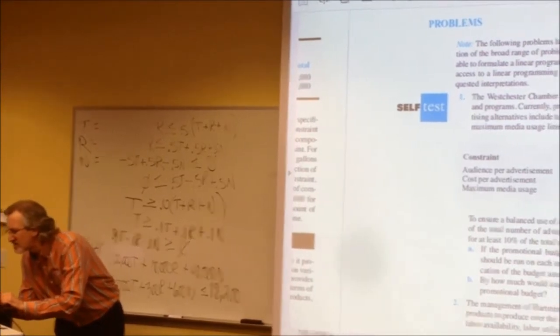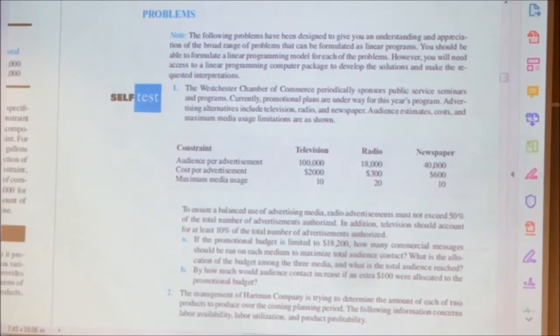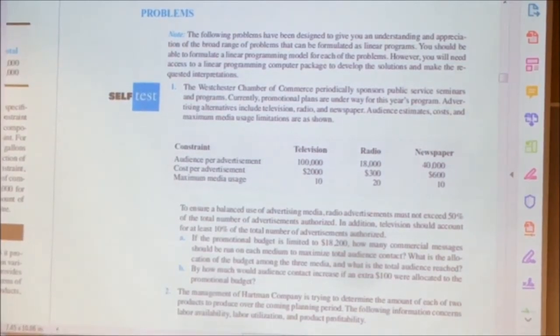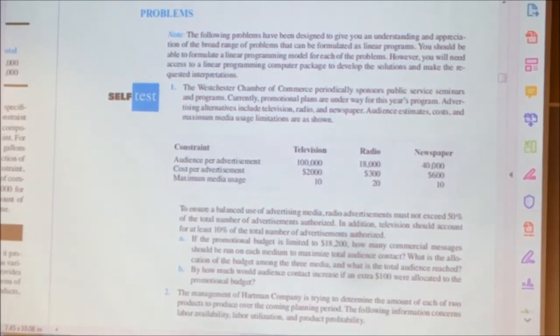Did I solve this one? That's the question. No, I didn't, so we don't have it. What's B? Okay, B. By how much would the audience contact increase if an extra $100 were allocated to the promotional budget?